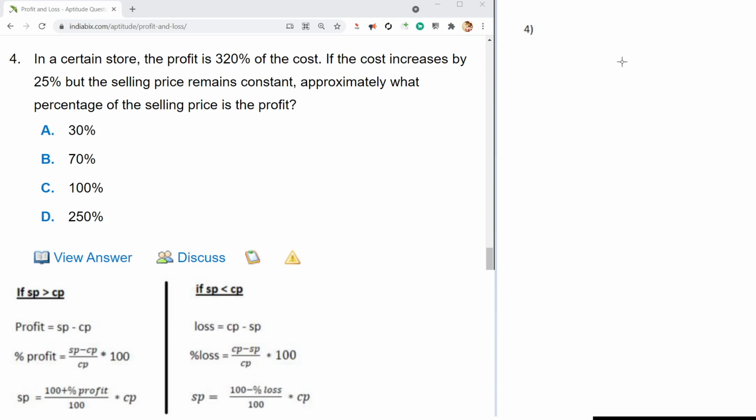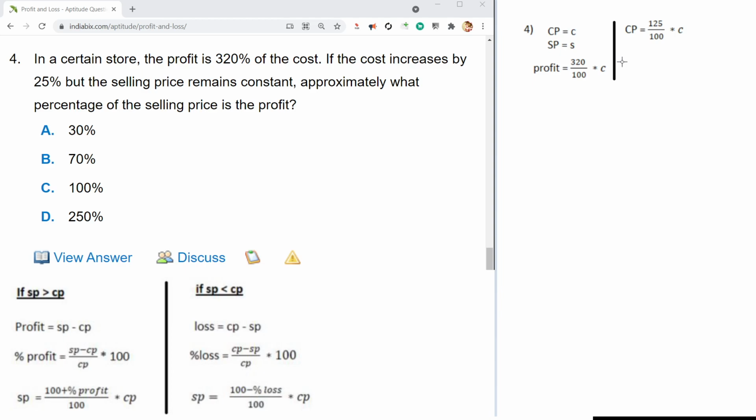If the cost increases by 25%, but the selling price remains constant, approximately what percentage of the selling price is the profit? Let's assume cost price is C and selling price equals S. Then what is mentioned is the profit is 320% of the cost. That means profit equals 320 by 100 into C. If the cost is increased by 25%, that means cost price CP equals 125 by 100 into C.